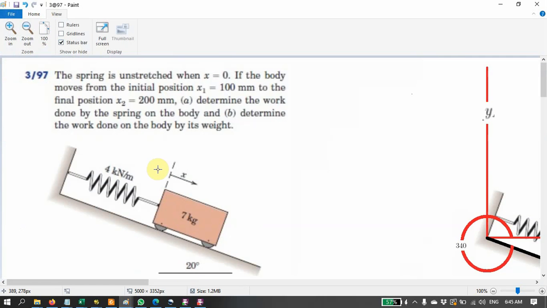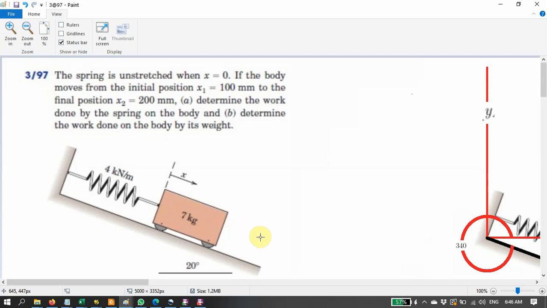Right, we are looking at question 397. We have a spring with a stiffness of 4,000 Newton per meter that is undeformed when x equals 0. The body moves from the initial position, some place away, 100 millimeters, and then another 200 millimeters as the final position.